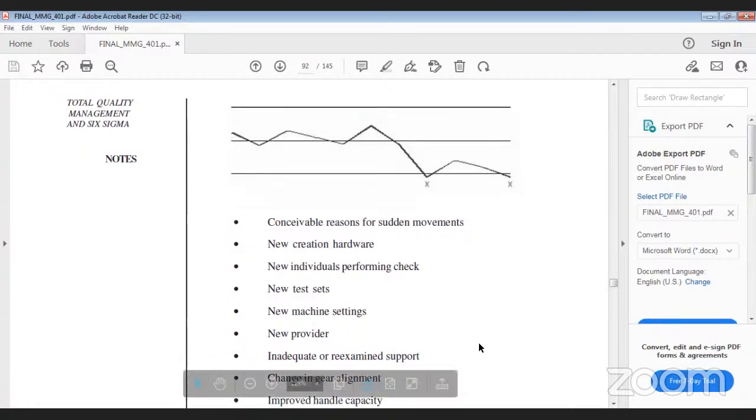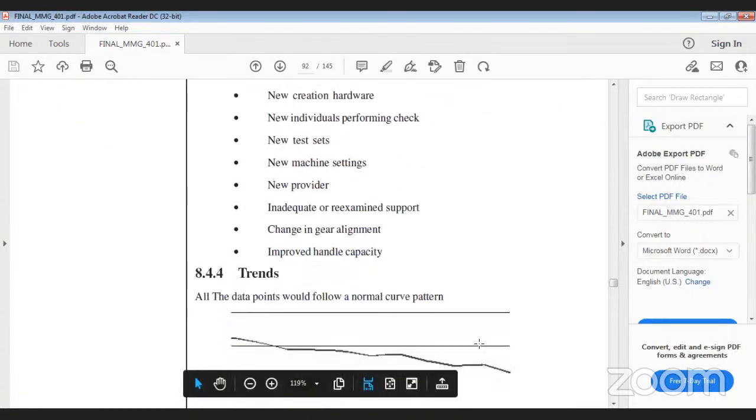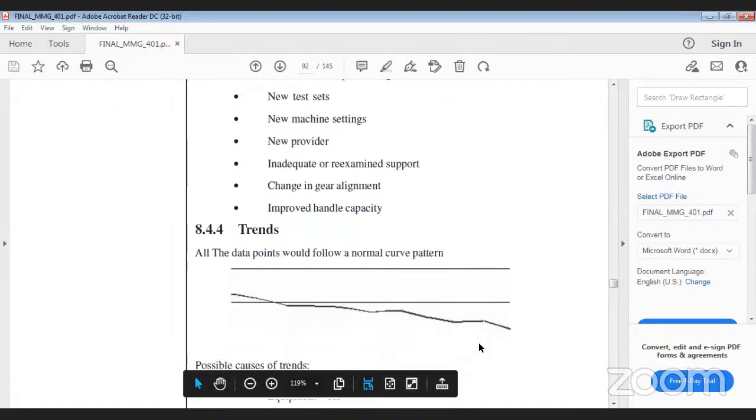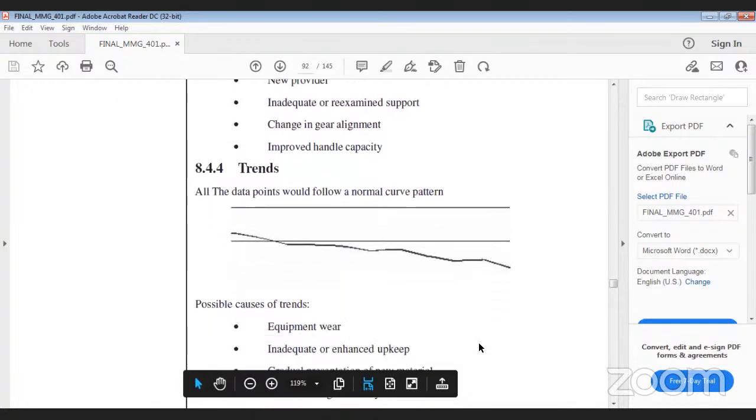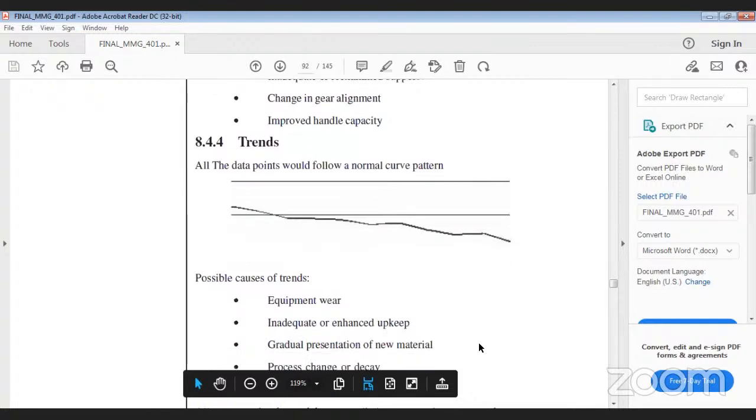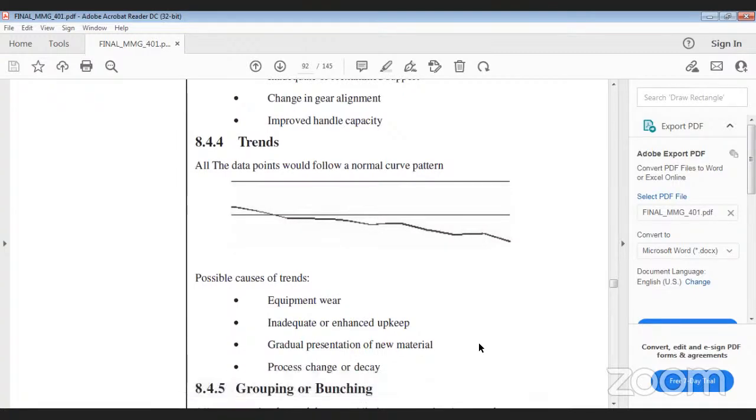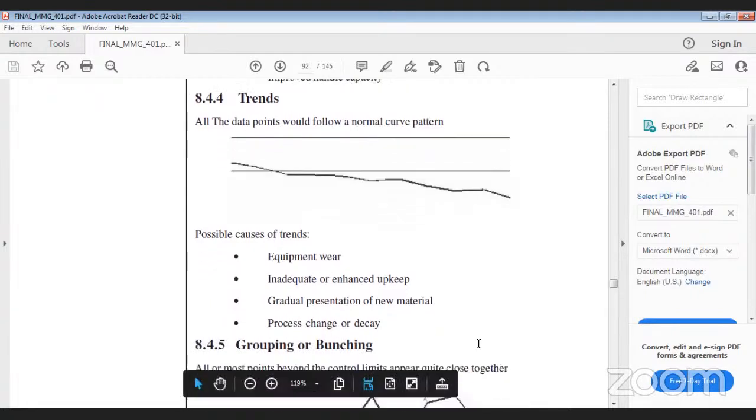Then there are some trends here. All the data points follow the normal curve pattern here. Possible causes of trends are four: equipment wear, inadequate upkeep, gradual presentation, and process change or delay. These are the four causes here.